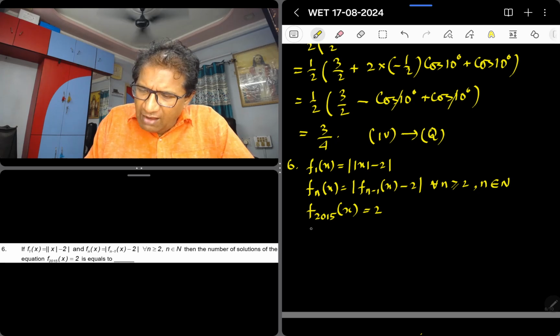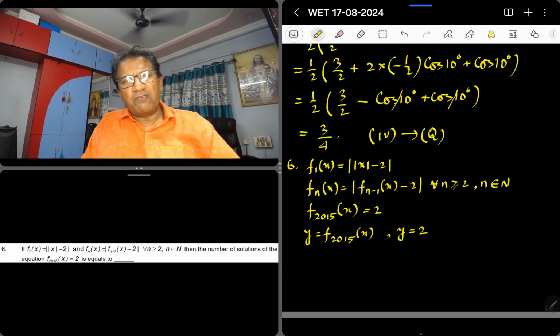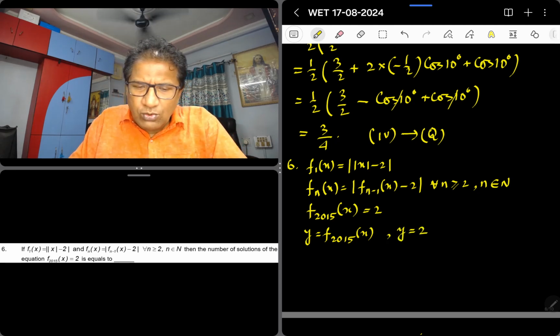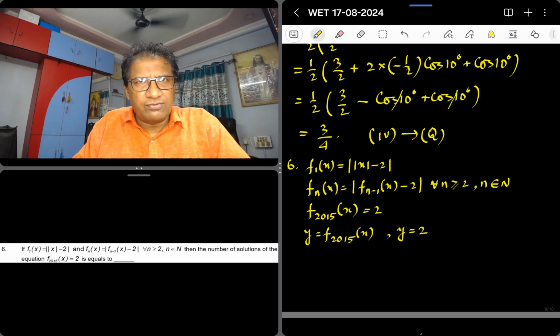That is, we have to draw the graph of two functions here. One is f suffix 2015x, and we have to draw the graph of y equals 2. Y equals 2 is basically the line which is parallel to the x-axis, and the number of points where it is intersecting the curve will be the number of solutions for this equation, right?